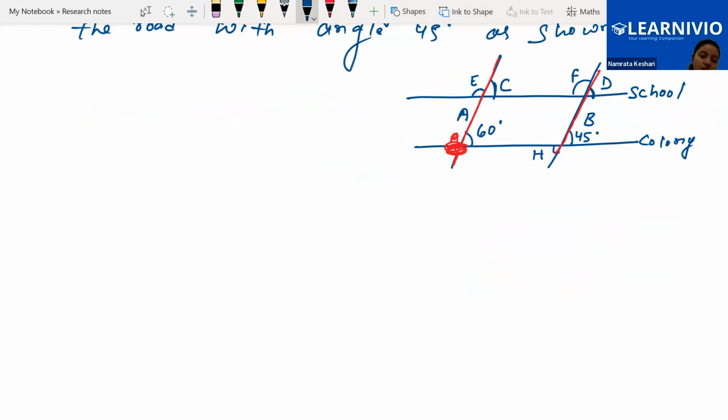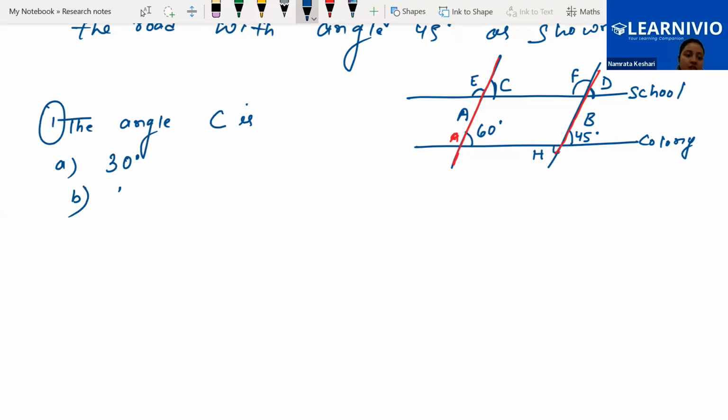Now the questions are like this. The angle C is... Options are also given over here. Option A 30 degree, option B 45 degree, option C 60 degree, and option D 120 degree. Angle C we have to find.